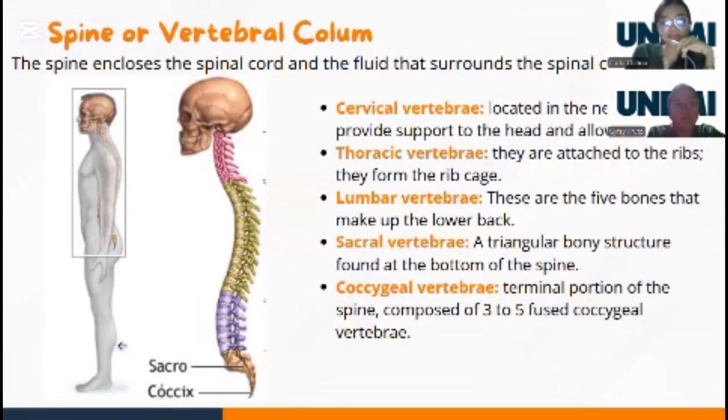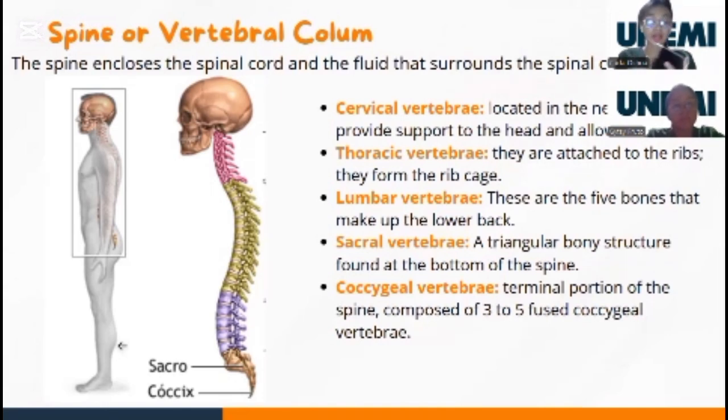Hi, my name is Carla Ochoa Jimenez, and my subtopic is spine or vertebral column. The spine encloses the spinal cord and the fluid that surrounds the spinal cord.